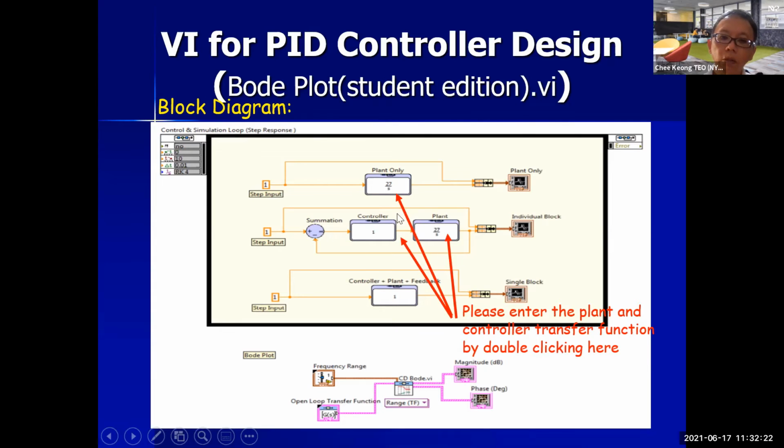Then an entry form will come out. So you can double-click each of these. Likewise, for the controller, you need to change it this time around. It's not 1/1. So after you calculate your Kp and Ki or Kd, if you have it, you key it in here. After keying in, you can run straight away. There is no need to change anything else.